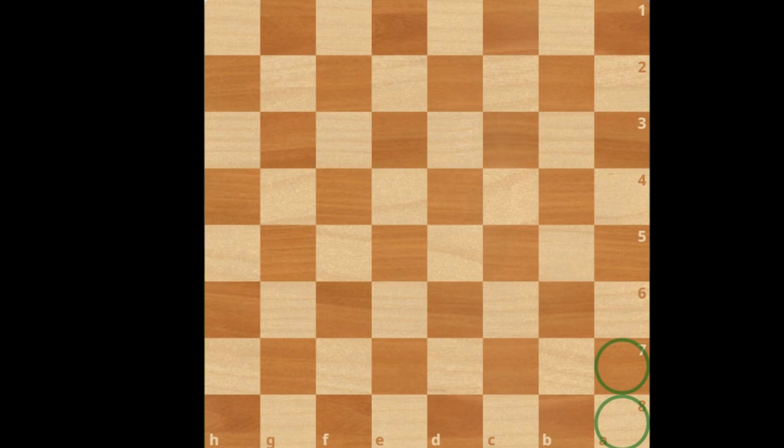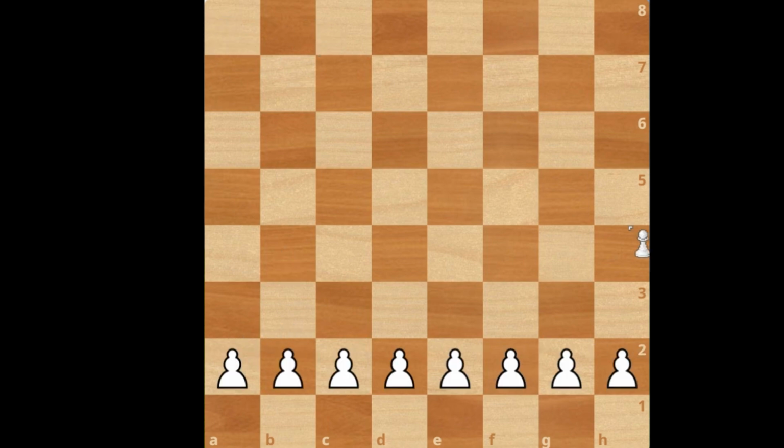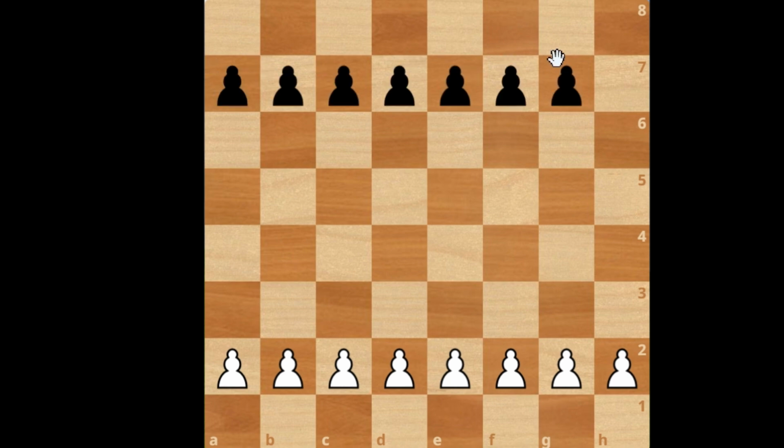Now we have to place the pawns here. So I'll just flip the board again and place the pieces. Here are white pawns, and here are black pawns. If a pawn is on its starting rank, it can move either 1 square or 2 squares. But after its first move, a pawn has to move 1 square only.